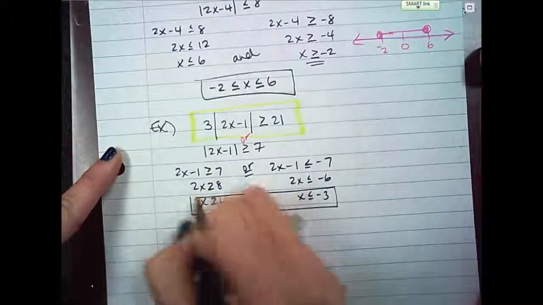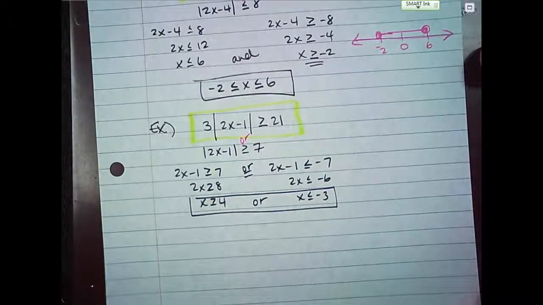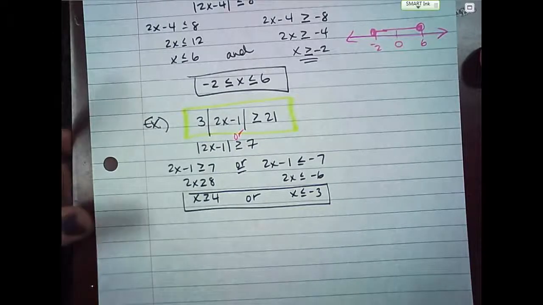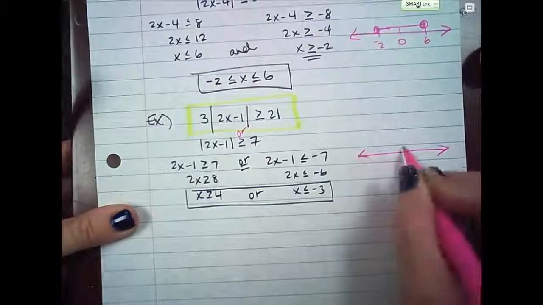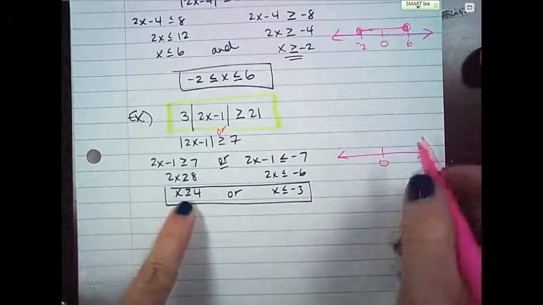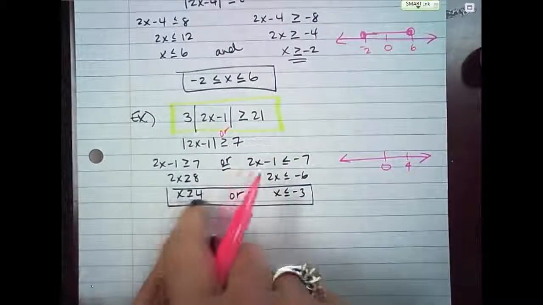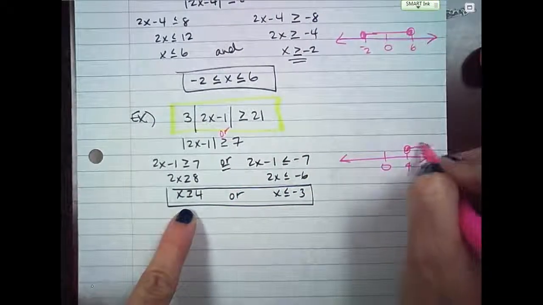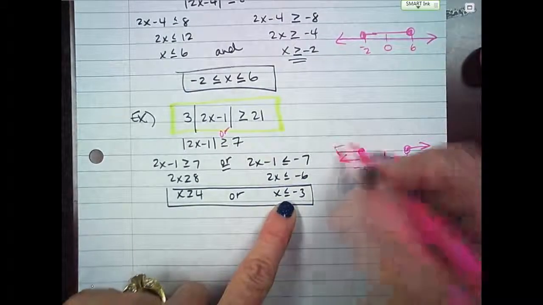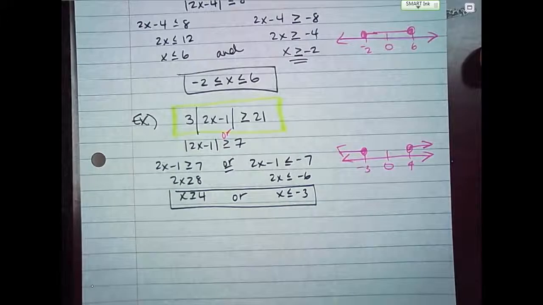Because it's an or, you can leave your answer like that, because it's not in between. X is not between 2 numbers, is it? X is all one way and all the other. So it has to be written separately. Now draw your picture to make sure you did it right. Actually go check. Go to 4. X is greater than. Go to -3. X is less than. Good to go.